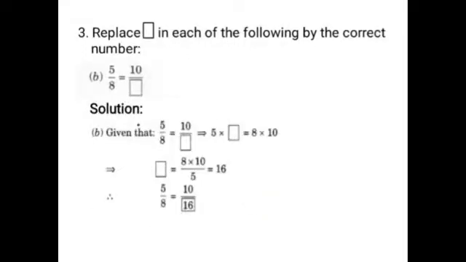And see the B part of question number 3. Here the expression is 5 by 8 is equal to 10 by the missing number. First of all, just cross multiply. 5 multiplied by the missing number is equal to 8 multiplied by 10. On dividing both sides by 5, we get the missing number is equal to 8 multiplied by 10 divided by 5. 8 tens are 80. 80 divided by 5 is 16, which is the required value.